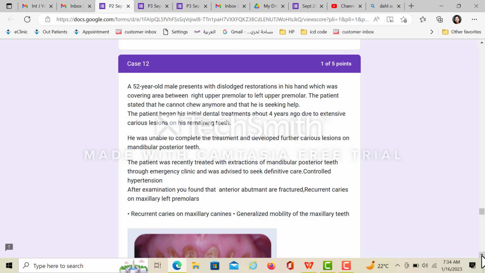Now, after examination, he found that the anterior abutments are fractured, with recurrent caries on the maxillary left premolars, recurrent caries again on the maxillary canines, and generalized mobility of the maxillary teeth. So basically, instead of giving this entire big scenario and wasting your precious time in the exam, the question basically just says the bridge came out from the anterior teeth and there is secondary caries present in the maxillary teeth and they are also a bit mobile. There were mandibular teeth present but they were extracted and the patient has controlled hypertension.